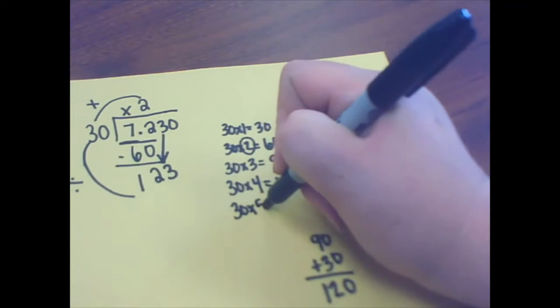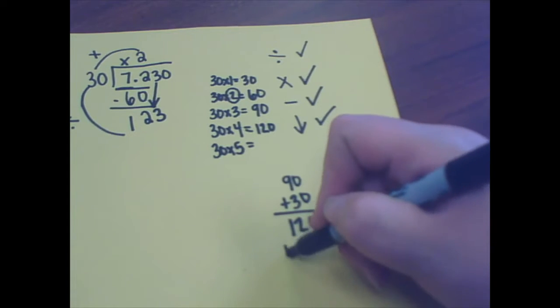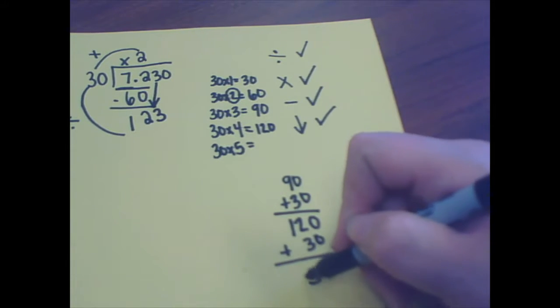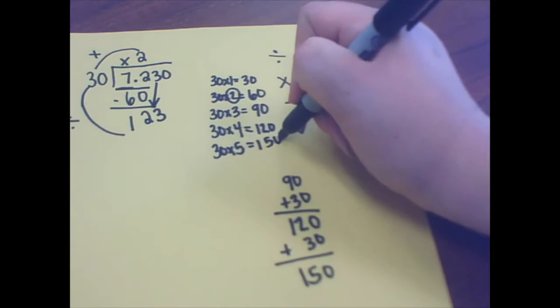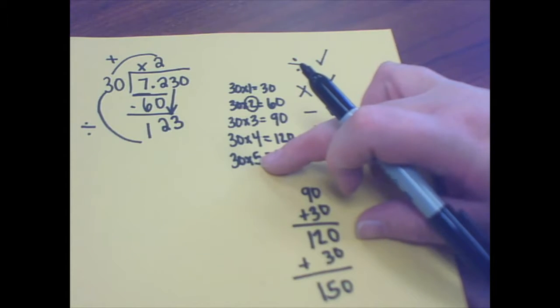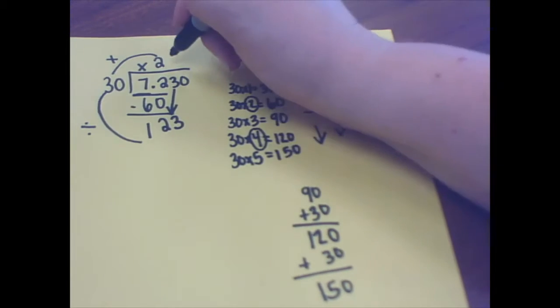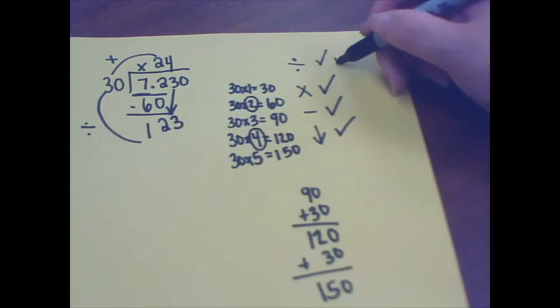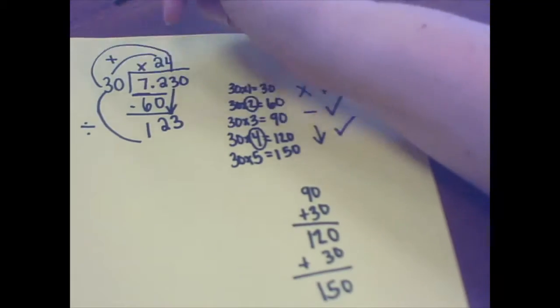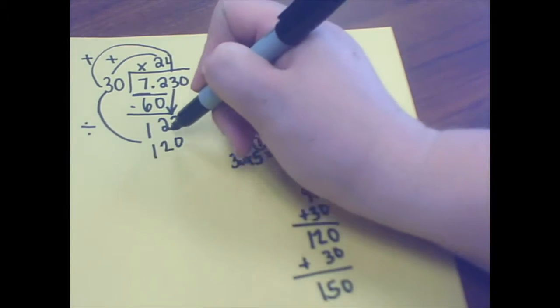Now I need to do 30 times 5. If I don't know it, I add 30 to this 120. And I get 150. And I know that 150 is too great. So 5 cannot be it. The closest I'm going to get to it is this 4. So I put the 4 up. I just divided. Now I multiply down. 30 times 4 is 120.